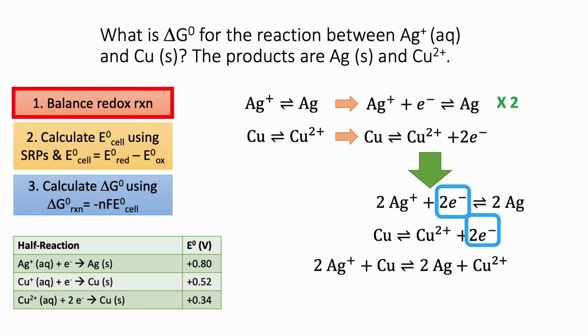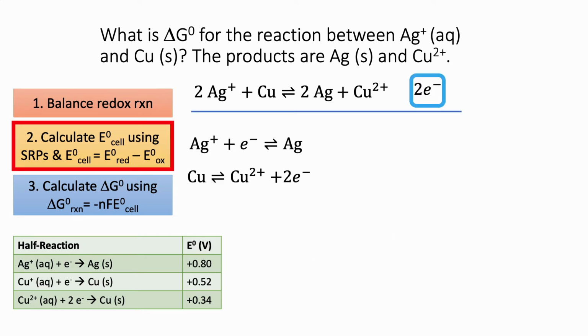2 electrons come off of copper and go on to silver. So that 2 is going to be our number for N in our final equation. So let's hold on to that number. And now we're going to take our original half reactions before multiplication, and we're going to use those to look at the table. We have silver ions being reduced to silver, and we can find that here. That has an E0 of plus 0.80 volts.